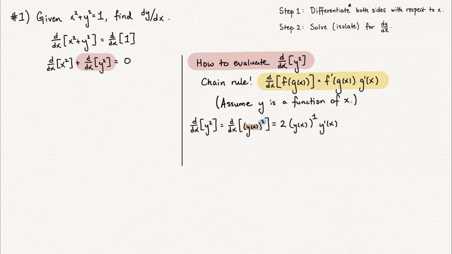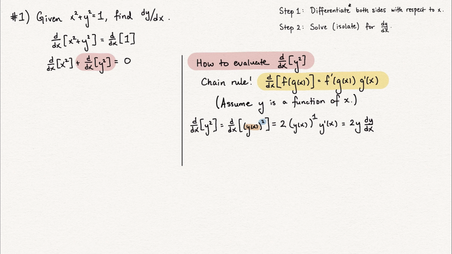So now let's clean things up. The first thing I'm going to do is replace y of x with just y, so basically moving back to our original form. So this will be equal to 2 times y. And then y prime of x, that's also the same thing as dy dx, right? It's just the derivative of y with respect to x. So my second term becomes dy by dx. And this is our derivative of y squared with respect to x.